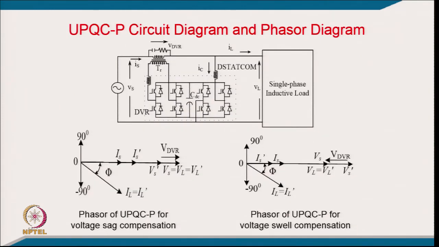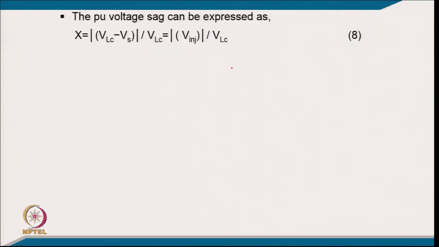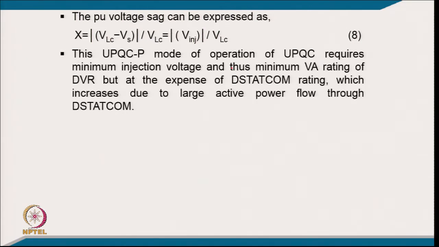Well, this is how we are going to compensate a voltage sag. We are injecting the voltage by the DVR in phase with the current, and in case of swell we are just putting the voltage opposite, in series. So virtually, it consumes the power and releases the power, which circulates through the DSTATCOM, and the rating can be very simply calculated as per unit (VL' - Vs)/VL', and that is the V injected by the DVR in per unit.